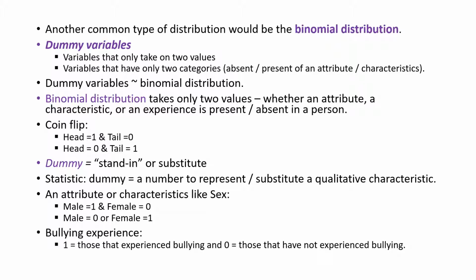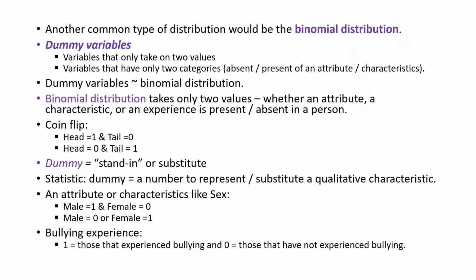Binomial distribution only takes two values, whether an attribute, a characteristic, or an experience is present or absent in a person. It is very similar to flipping a coin. When we flip a coin, we can assign the number 1 if we get a head, and we can assign the number 0 if we get a tail, or we can do it the other way around. We can assign a number 0 to heads and a number 1 to tails.